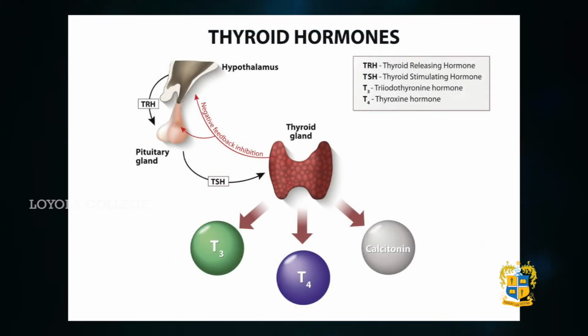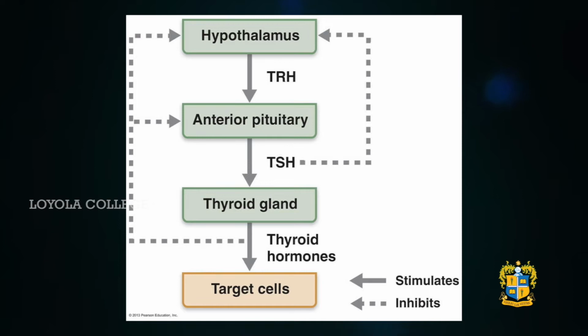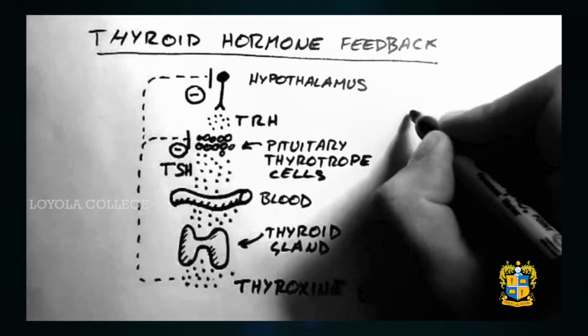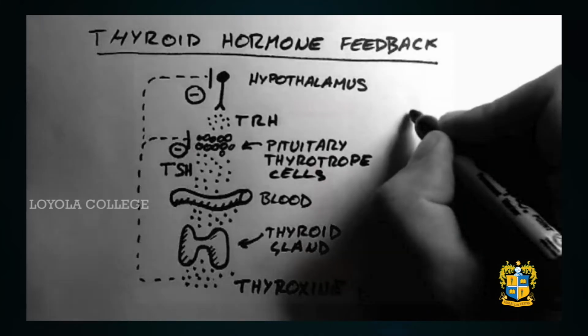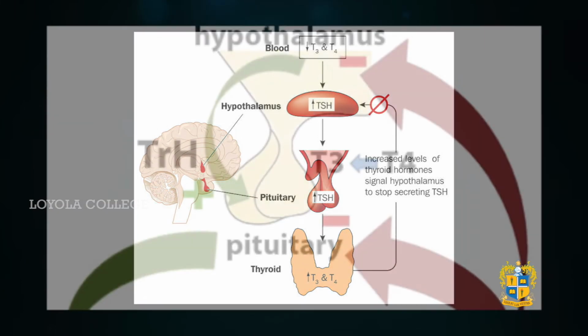The hypothalamus and the pituitary communicate to maintain T3 and T4 balance. The release of thyroid hormones from the thyroid gland is controlled by thyrotrophin releasing hormone from the hypothalamus in the brain and by thyroid stimulating hormone produced by the pituitary gland.